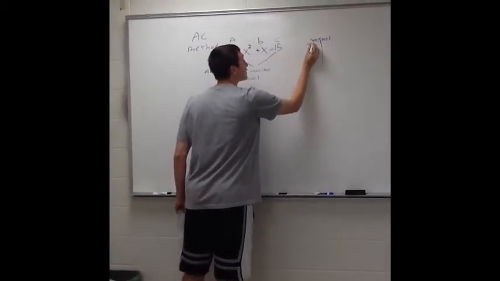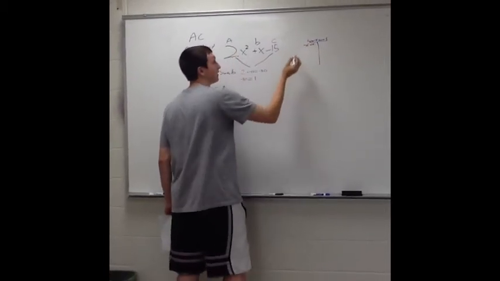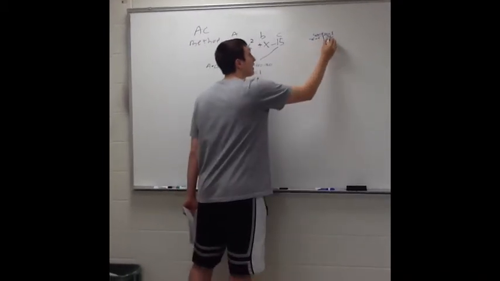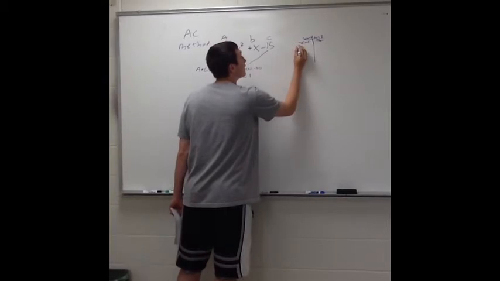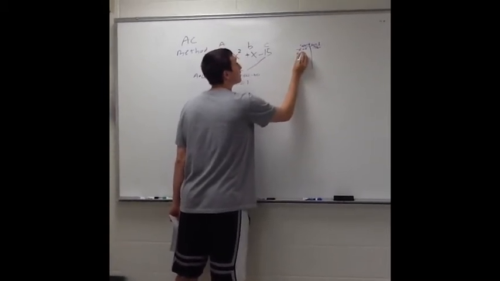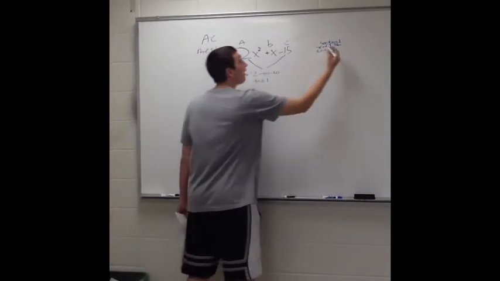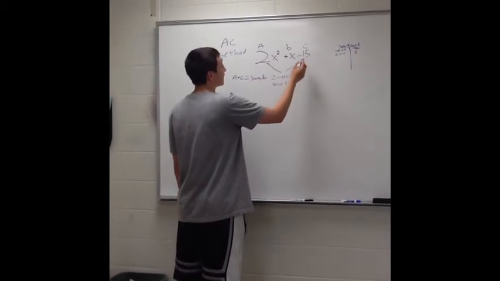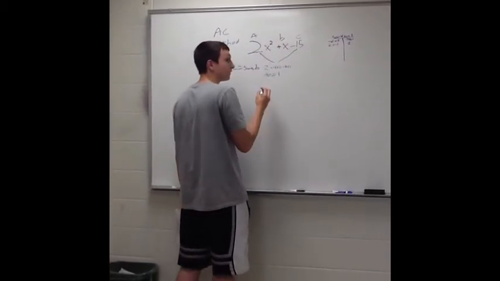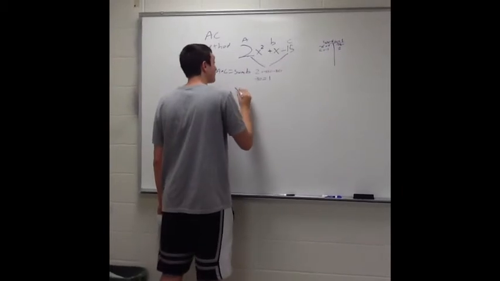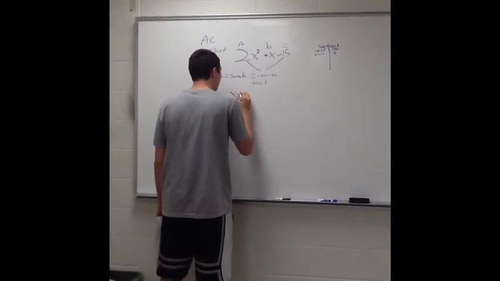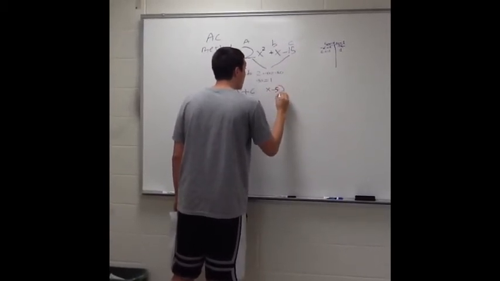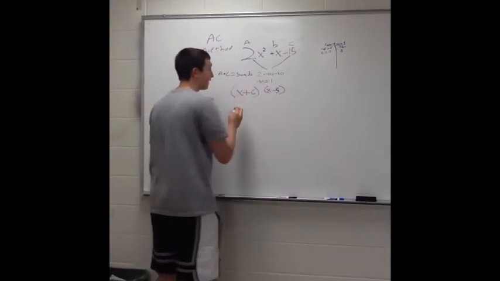So we'll try negative 6 times 5 equals negative 30, but the sum equals negative 1. Doesn't work. Let's try 6 times negative 5, which equals negative 30 and sums to 1. It works. So what you're going to do is almost like the BC method, and then you're just going to do x plus 6, x minus 5. And that is what you'll get.